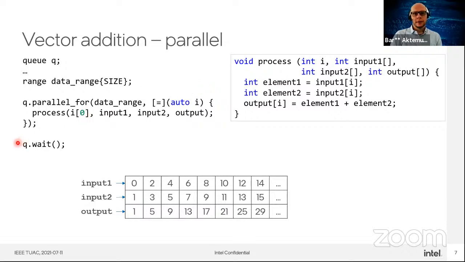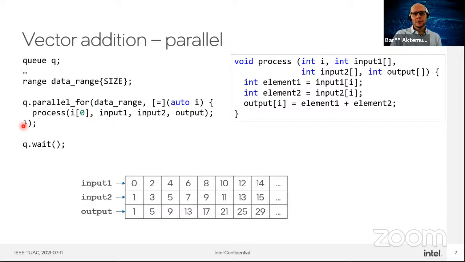And then finally, we can wait on this queue because submissions are asynchronous. If you want to synchronously wait for the result to be available, we have to call wait. But this means that because computation is done asynchronously, we could have simply done other stuff while this parallel for is being submitted to the device and being executed.